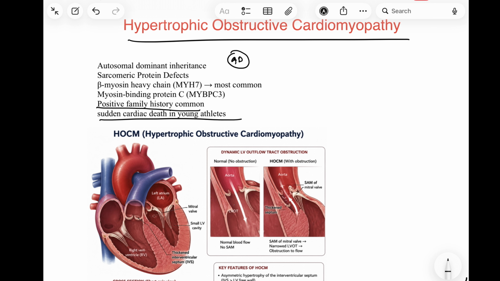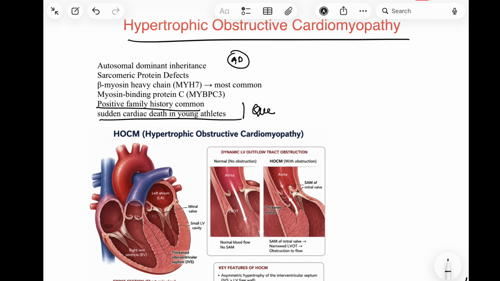The one thing that we usually ask those patients is whether there is any family history, whether there is a history of sudden cardiac death in your siblings, and if there is the presence of any such history, then HOCM can be suspected, right? So positive family history is one of the key points that could be asked in your questions, right?